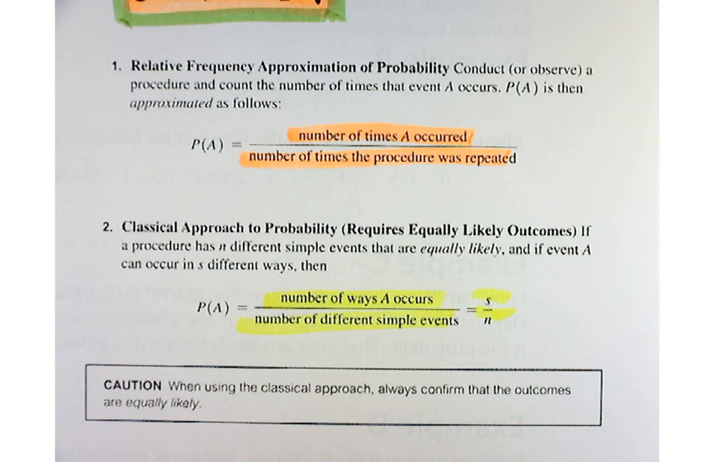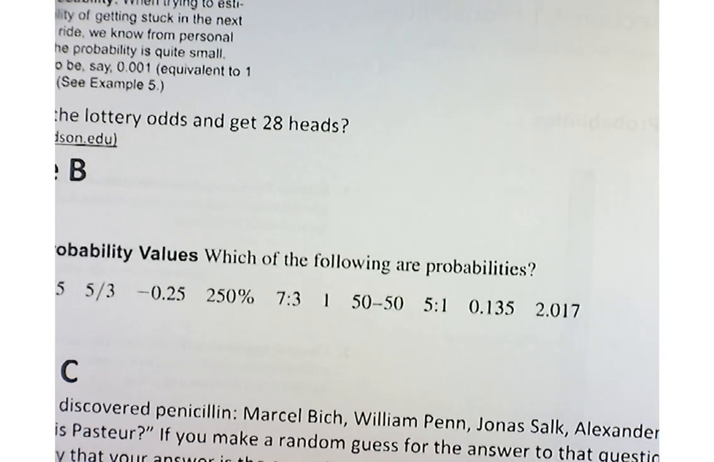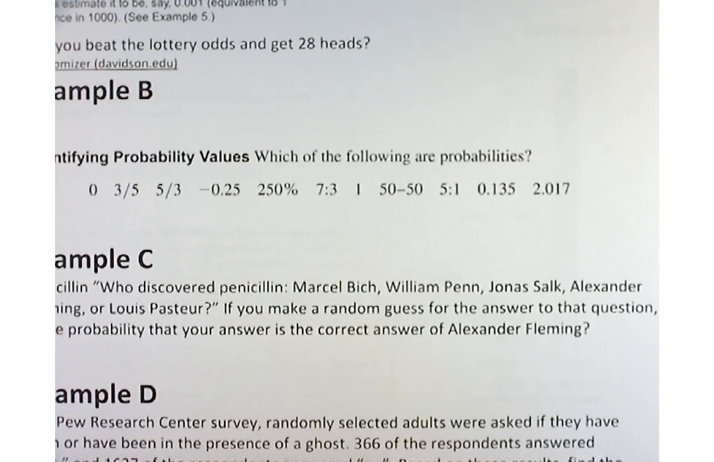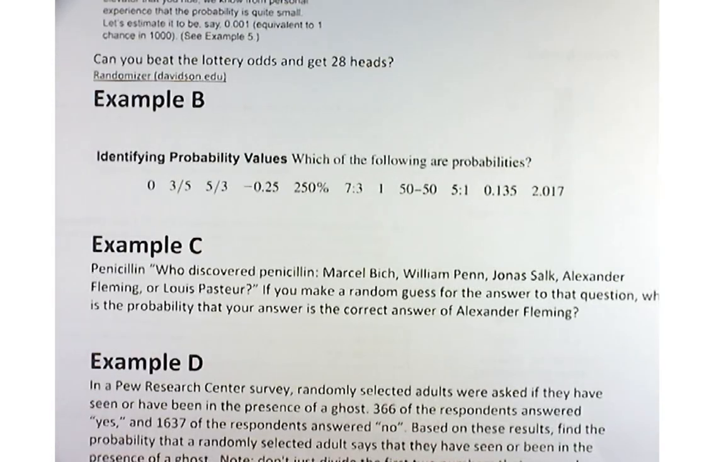But let's just double check our understanding on one key thing first. And that is jumping down to example B. Let's see if we can figure out which one of these things are legitimate probabilities. So try and circle or otherwise indicate which one of these are valid probabilities.